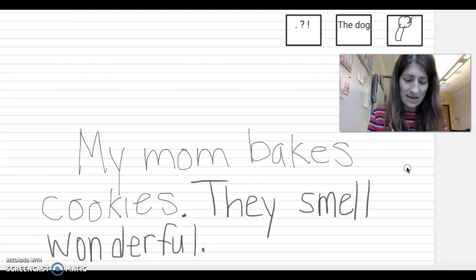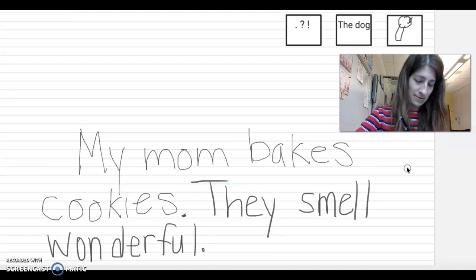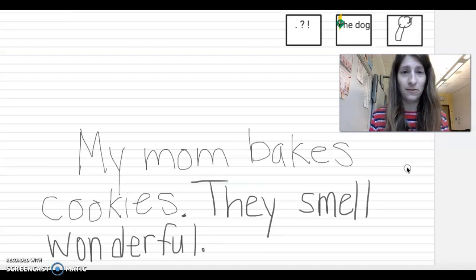So when I wrote my story and added more, I had to be careful that I was starting my sentence with a capital letter. That one is a capital letter. So I'm going to see if I did that in my story. My mom bakes cookies. I started with a capital. Let's see if I did for my next detail. They smell wonderful. Started with a capital there too.